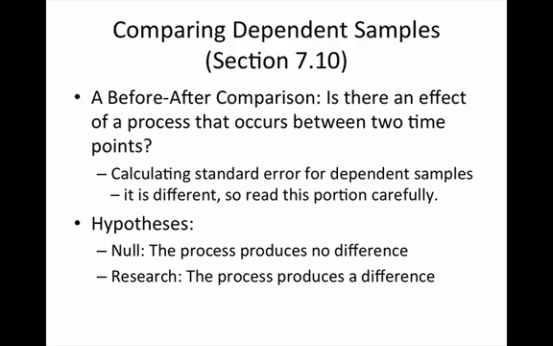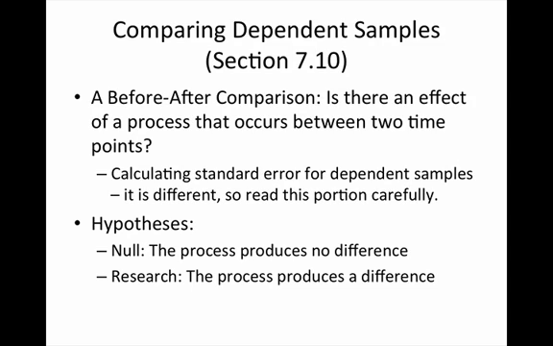Now, another application of testing between two means is when we want to compare dependent samples. And there are two versions of this. We might want to do a before-after comparison, which is detailed in section 7.10.1. And in this case, I want to know whether or not there's an effect of a process that occurs between two time points. And so it involves the calculation of a standard error for dependent samples. It's different, so read this portion carefully and work through the examples.